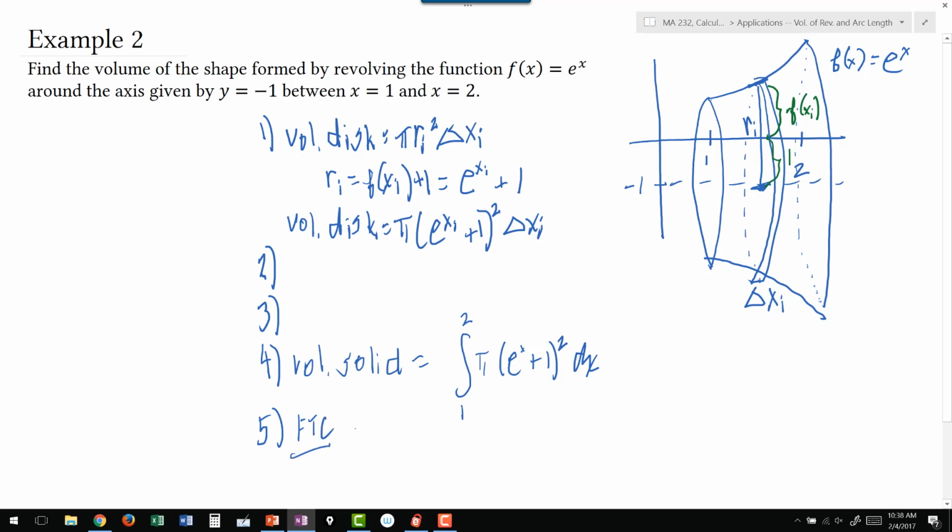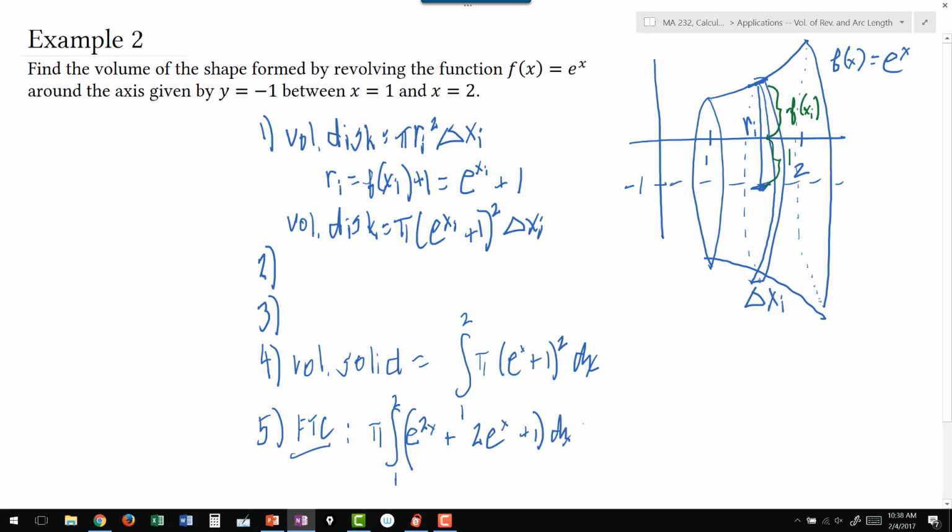The integral that we end up needing to evaluate is one that we can do by hand, so we can use the fundamental theorem of calculus to get the value for the integral, but we will have to do a little bit of algebra first. If I expand e to the x plus 1 all squared, I would get e to the x times e to the x, which is e to the 2x. I would get 2 times e to the x, and finally I would get a 1.